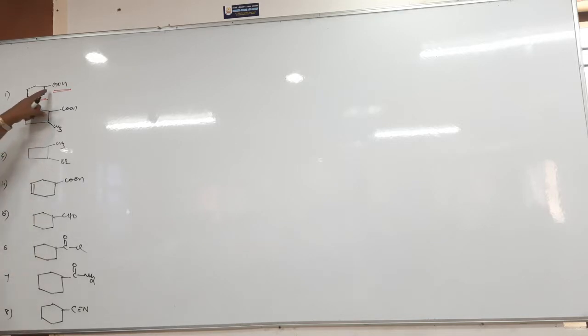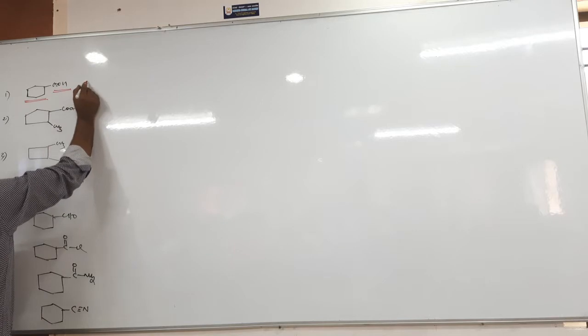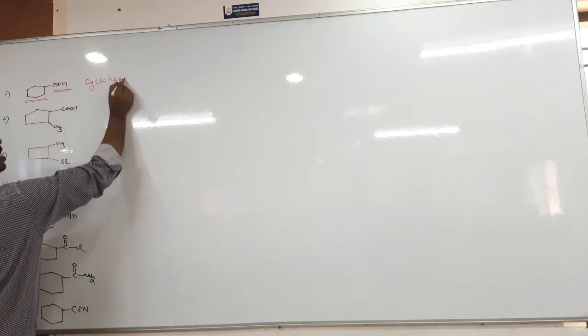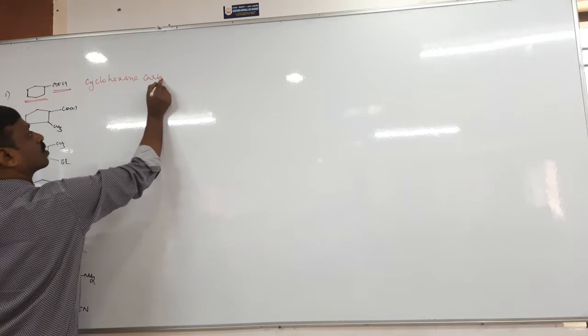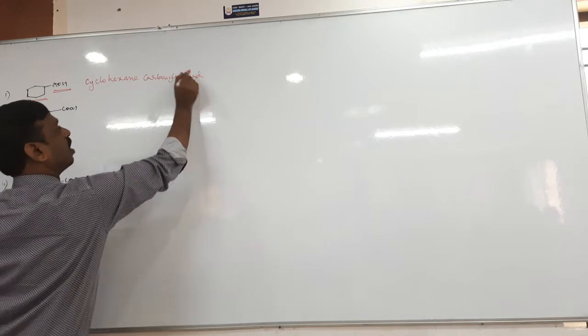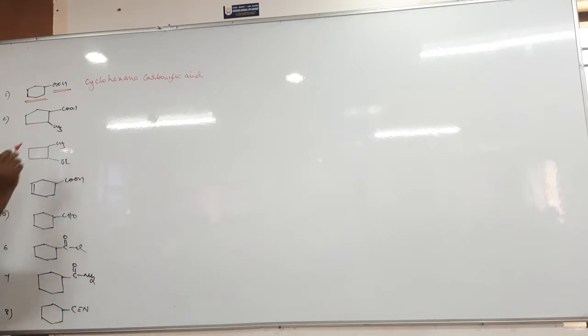Cycloheptanoic acid would mean the carboxylic group is present within the cyclic ring. That is not possible. So here alkanoic acid nomenclature is not possible. Wherever alkanoic acid nomenclature is not possible, we have an alternate nomenclature, that is carboxylic acid. It is just like alkane carboxylic acid. So the alkane is cyclohexane: cyclohexane carboxylic acid. Important. Cyclohexane carboxylic acid.